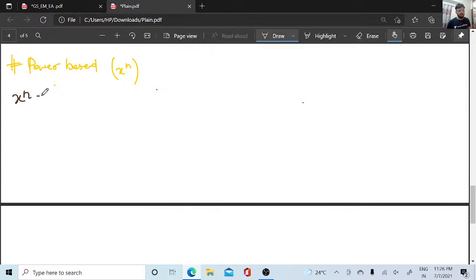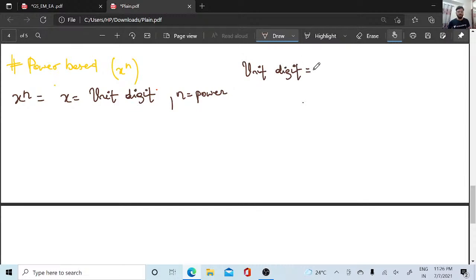If I am having x power n, here x is nothing but the unit digit of the number. Whatever the number is given, 1924 power 299, you do not have to consider the 192, just the unit digit and the power. And n is going to be the power. How many unit digits are there in our number system? It starts from 0, 1, 2, 3, 4, 5, 6, 7, 8 and 9.